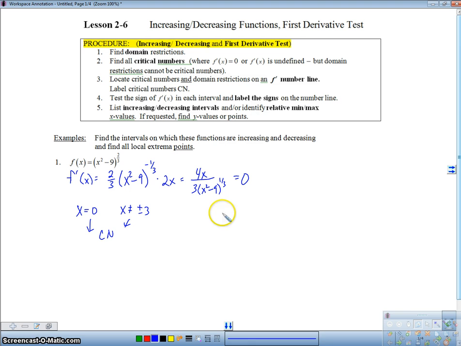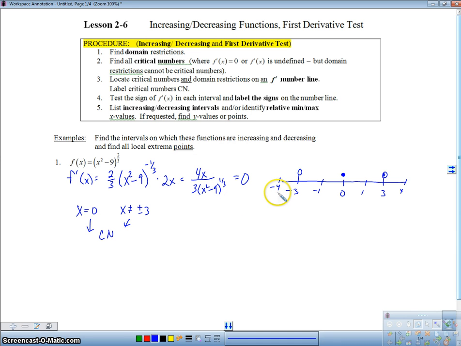I'm going to locate these critical values on a number line. So I'm going to draw my number line, and I'm going to write -3, 0, +3. This is going to be an open circle. And what I'm going to do here is decide whether or not the derivative is going to be positive or negative in each of these intervals. So I'm just going to pick a number like -4, -1, 1, and 4. These are numbers that are in those intervals. I'm going to plug that number in here in my derivative and determine if it's positive or negative.